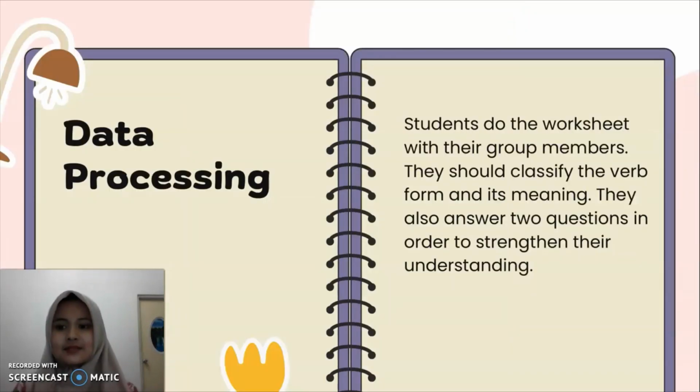The next step is data processing. After the students identify some difficult words, they will do the worksheet with their group members. They should classify the verb form and its meaning, and then there are also 2 questions. They should answer the 2 questions in order to strengthen their understanding.